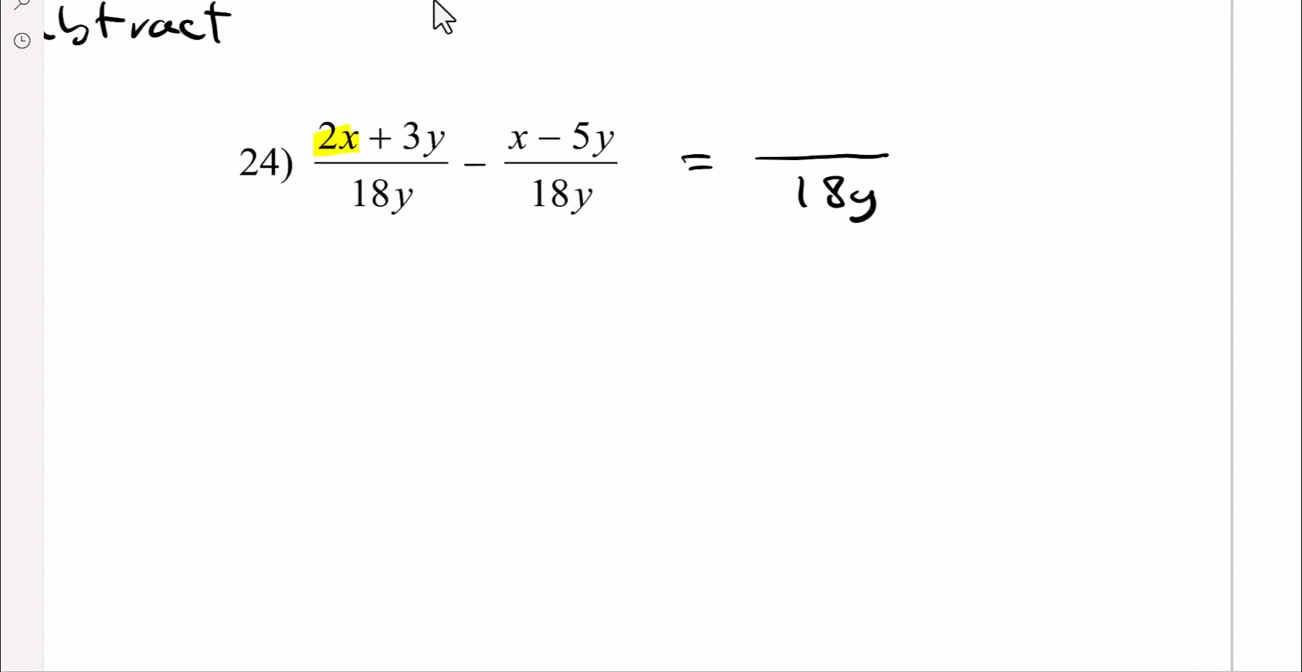Now, 2x subtract x is 1x. And then we've got 3y subtract negative 5y. So subtract a negative is like adding. So 3y plus 5y is positive 8y. And look at x, 8y, 18y, all don't share anything. So this is the simplified version. The only thing you might want to add is you just say where y cannot equal 0.